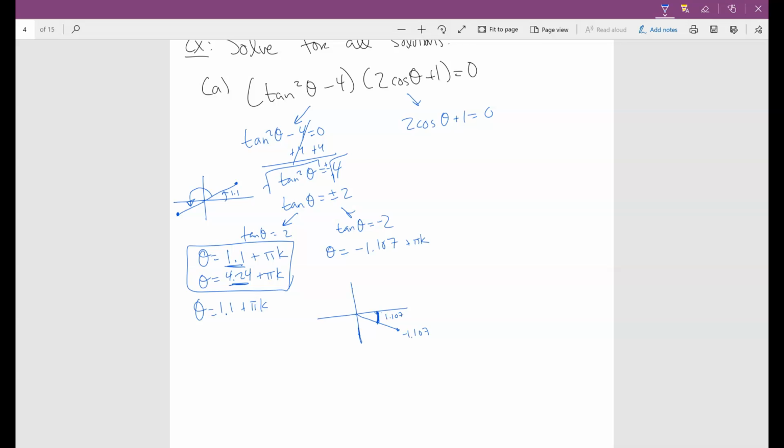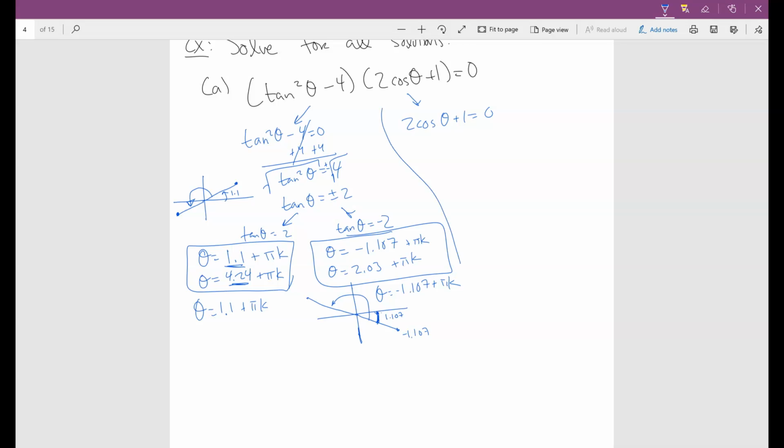The other one is going to be on the other side, which is basically adding pi. So theta is going to be equal to whatever that is plus pi. That's going to give me 2.03 plus pi k. Again, this is a little redundant. You could have just written theta equals negative 1.107 plus pi k and be done with it, because it's just every pi units. But that's basically all it is.